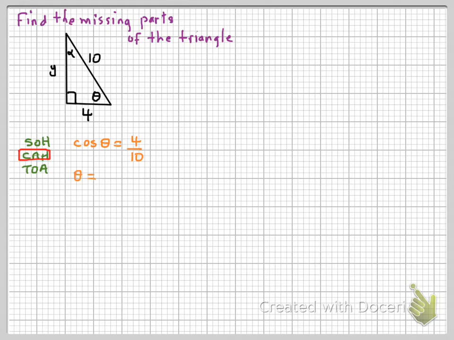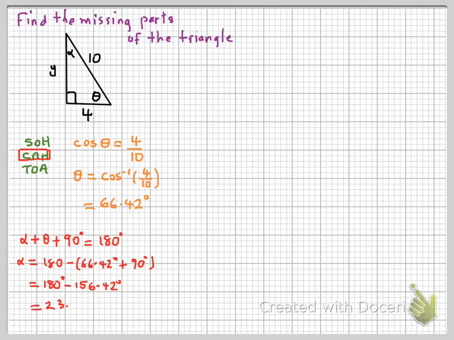And if we take the arc cos of the relationship there, so cosine of theta is 4 over 10, theta therefore will be the arc cos of 4 over 10. Therefore, theta will be 66.42 degrees if you use your calculator. And since we now know theta, and we also know there's a right angle, the sum of the interior angles in a right triangle, or any triangle for that matter, is 180 degrees. Therefore, the missing angle alpha, we can solve for by simply subtracting 66.42 degrees plus 90 degrees from 180 degrees. Our result there will be 23.58 degrees.